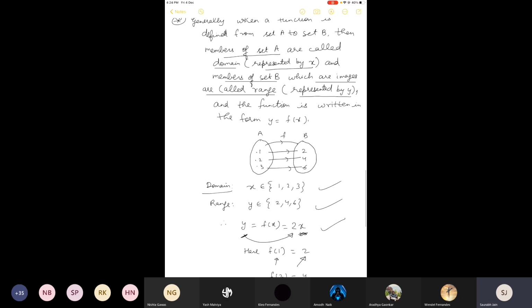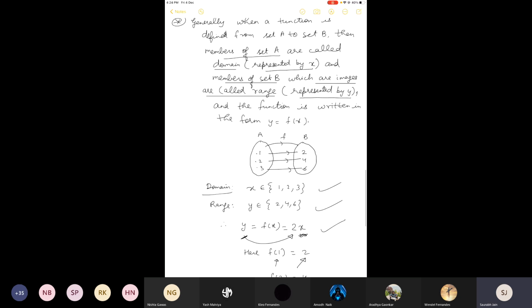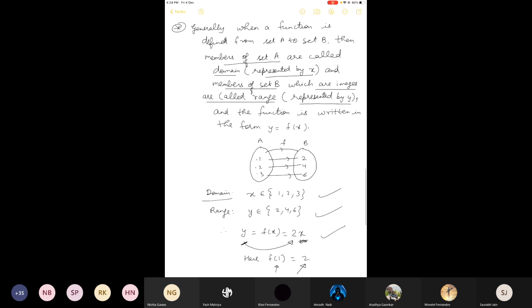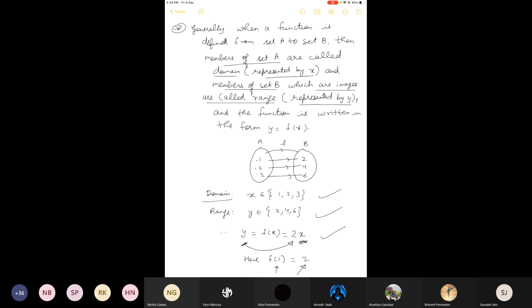See, this is the point. If someone wants to note down anything, you can note. So what will happen in the question? They will ask you to find the domain and range of the function.